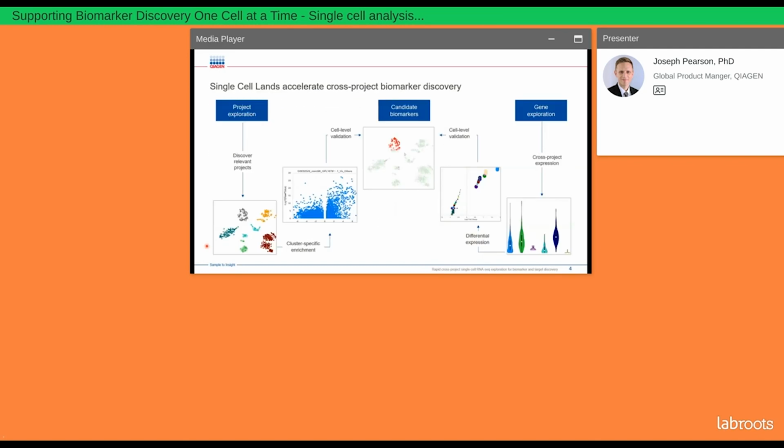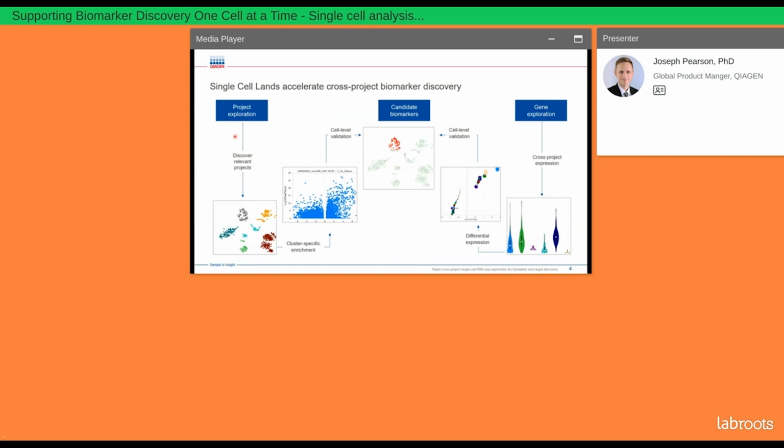The single-cell LANDs that I'll be telling you about today are really just an extension of our existing collection of LANDs and our LAND platforms. As with our other LANDs, the goal is to enable two key workflows: to either explore across the projects to discover relevant data sets, or to explore by your biomarkers and find those projects that are most relevant to you.